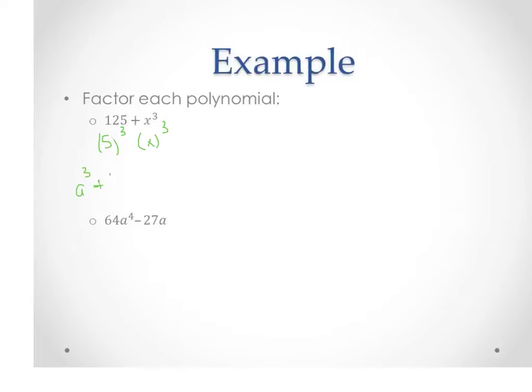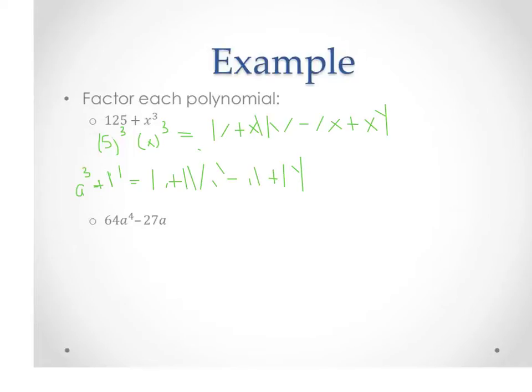a cubed plus b cubed equals a plus b times a squared minus ab plus b squared. So then this is going to equal 5 plus x, don't switch the order on anything, times 25 minus 5x plus x squared. And that's your answer. You just plug in a's and b's where they go.